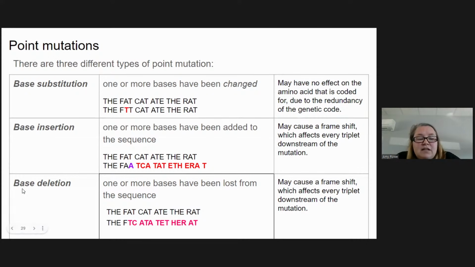And then we have base deletion, which again can have a severe effect like our frame shift, like our insertion. So this is where one or more bases have been lost from the sequence. In this case, our A has been lost and everything has shuffled up to take its place. So again, from the point of our mutation downstream or onwards, it has affected how all of the letters downstream are read. Okay, this is a frame shift as well.